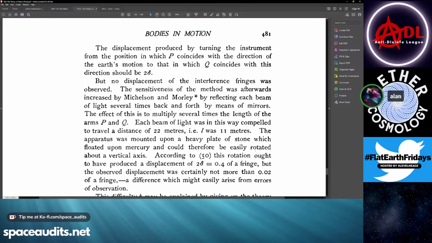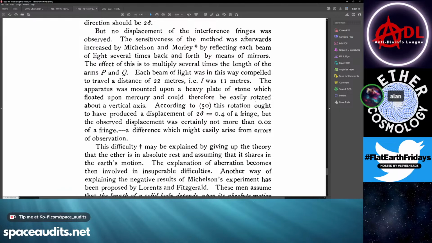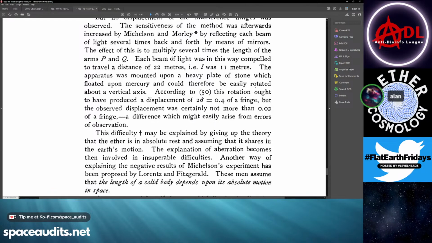The sensitiveness of the method was afterwards increased by Michelson and Morley by reflecting each beam of light several times back and forth by means of mirrors. The effect of this is to multiply several times the length of the arms P and Q. So basically just extending the area of the device, increasing how long light has to travel, to make it more sensitive. Each beam of light was in this way compelled to travel a distance of 22 meters, i.e.